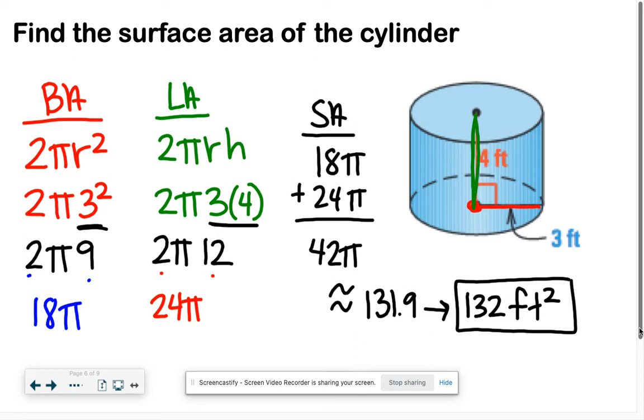So I know it kind of looks like it's a lot of work, but all we did was plug into a formula and simplify. It's not like it was too crazy, right? I hope. All right, let's go to the next page, folks.